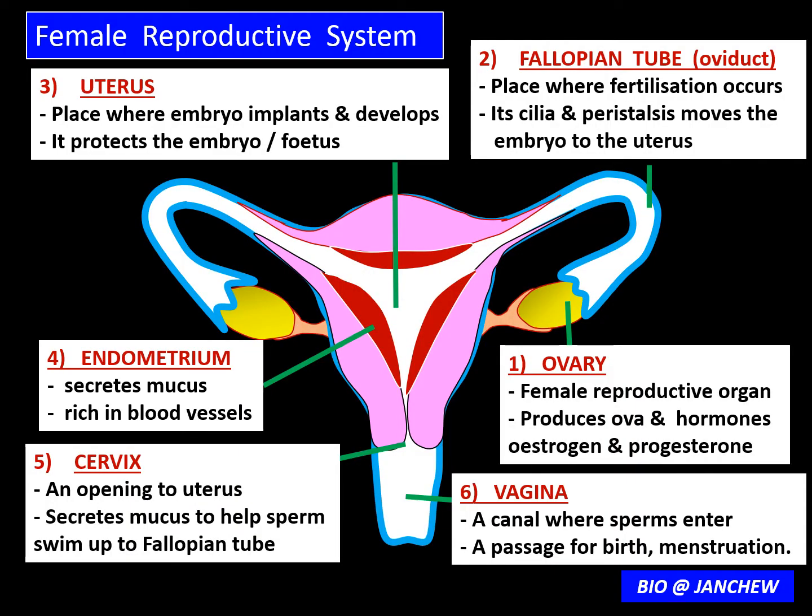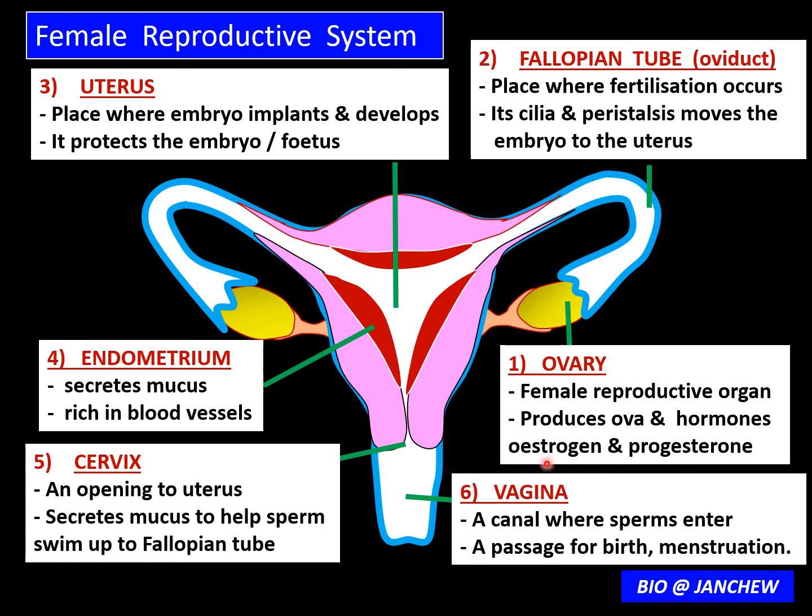Let us begin by discussing the structure of the female reproductive system. So we're going to discuss the organs that are found in the female reproductive system and their functions. Now, the first organ is the ovary, which is the female reproductive organ that produces the ova, singular form is ovum, or female gametes. And the ovary has a second function of producing two sex hormones, the female sex hormones, which are estrogen and progesterone.